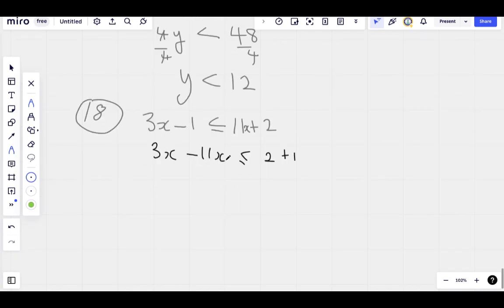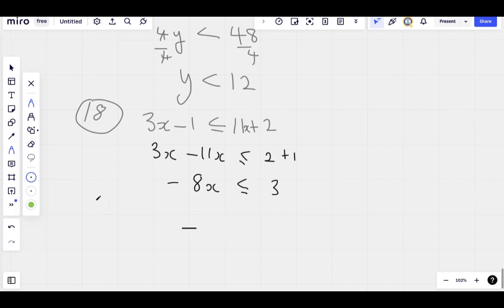3x minus 11x, what do you get? -8, right? -8x. We get -8x is less than or equal to 3. Now we're looking for x. We have to divide both sides by -8.